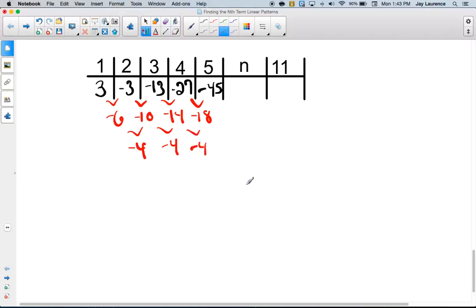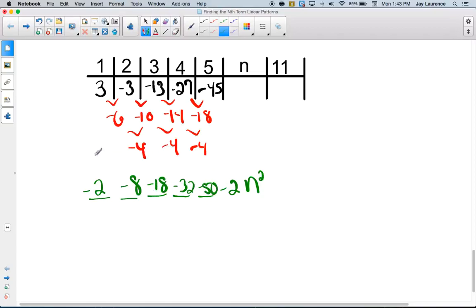So again, I have a quadratic pattern. So it's going to be n squared. But then it's going to be minus 2n. Where's the minus 2 coming from? Half of negative 4. So I do my comparison line. 1 squared is 1 times negative 2 is negative 2. 2 squared is 4 times negative 2 is negative 8. 3 squared is 9, negative 18. 4 squared gives negative 32, I believe. And then negative 50.